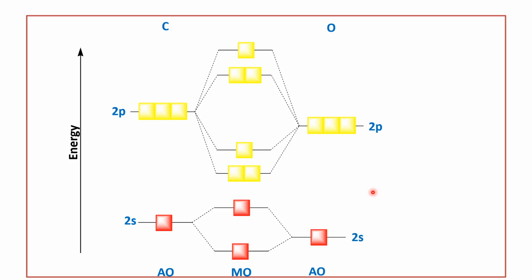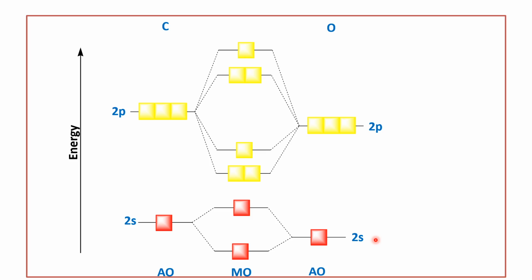Now here we can see that the positions of the atomic orbitals of oxygen are lower. That means they are nearer to the bonding molecular orbitals. Why? Because oxygen is more electronegative than carbon. That's why its energy levels are lower than that of carbon.